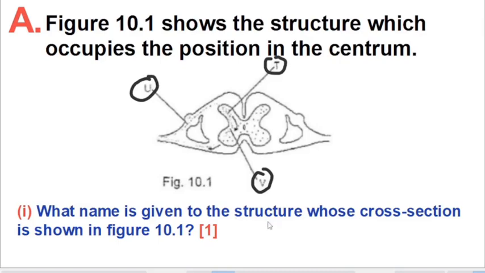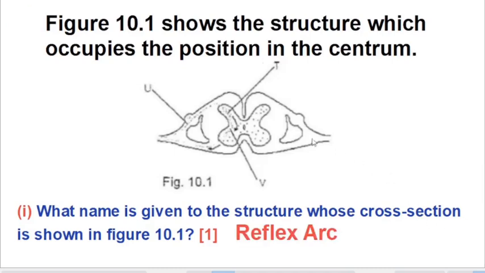So let us look at question 1. What name is given to the structure whose cross section is shown in figure 10.1? They are referring to this structure right here. This is a structure that is showing the path taken by an impulse through the spinal reflex arc. So the name of this structure is a reflex arc, and a reflex arc is just the path taken by an impulse during a reflex action. So we have answered our question A1.